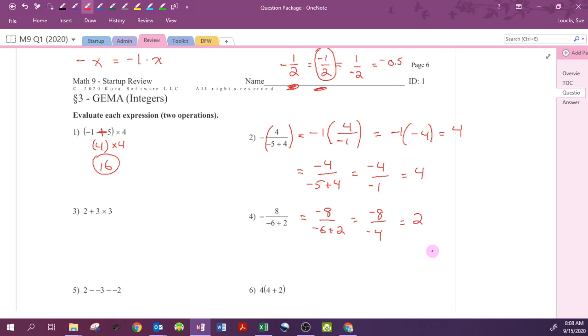It depends on your calculator how exactly you're going to enter these things in, so I don't want to do a lesson on that because there are many different ways of doing it on the calculator. Anyway, that's it for this Startup Review 3 lesson.